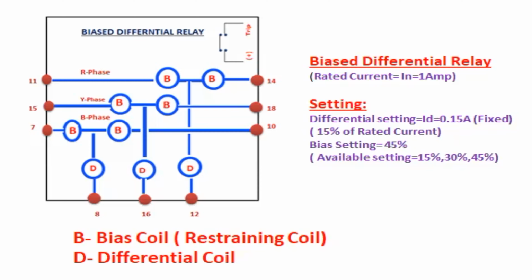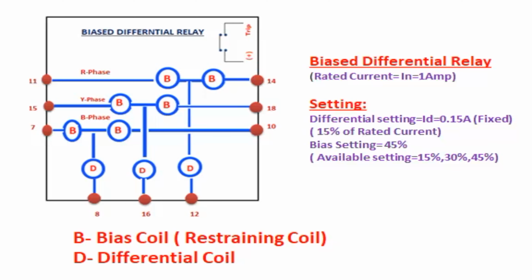Biased differential relay. In this figure, 11, 15, 7, 14, 18, 10, 8, 16, 12 are current terminals of the relay. B is the bias coil or restraining coil. D is the differential coil. For R phase, terminal numbers 11, 14, 12 are used. For Y phase, terminal numbers 15, 18, 16 are used. For B phase, terminal numbers 7, 10, 8 are used.